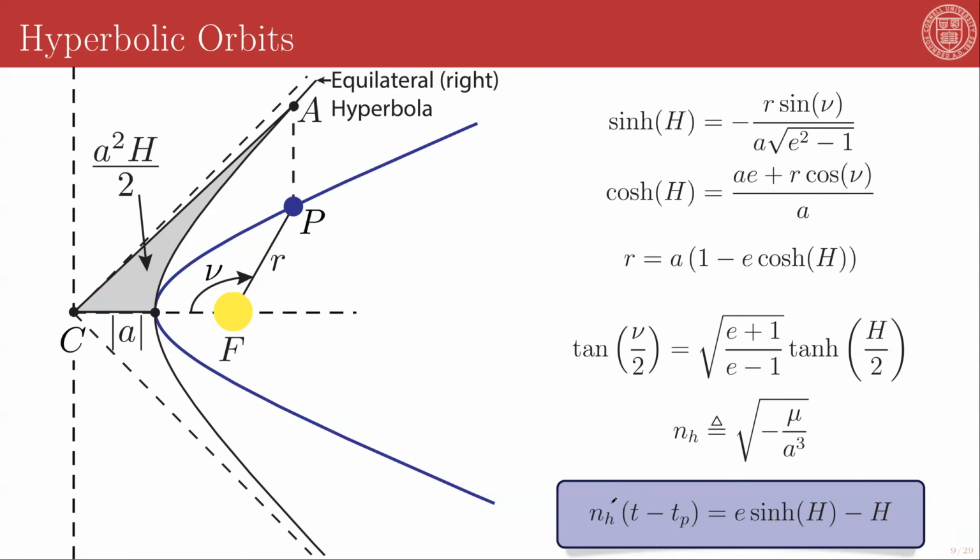The hyperbolic mean motion times the time since periapsis passage is equal to the eccentricity, which is a quantity greater than 1, times hyperbolic sine of the hyperbolic anomaly minus the hyperbolic anomaly itself. And you can apply Newton-Raphson iteration to solve this exactly in the same fashion as you did for the ellipse case.